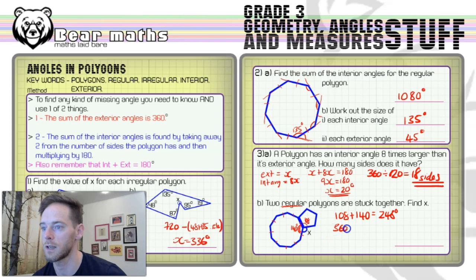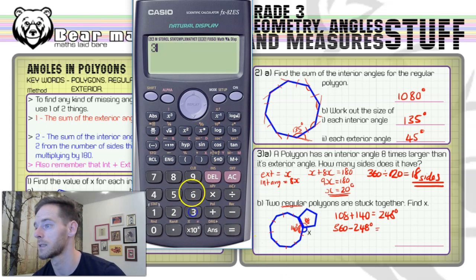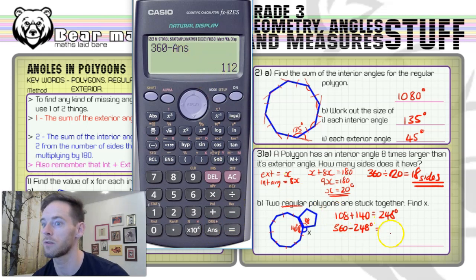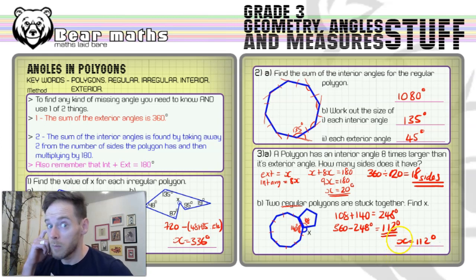So we're going to do 360 minus the 248 degrees to get our answer of x, because angles around a point add up to 360. The 2 interior angles on the polygons add up to 248. So the angle x is 112 degrees. Okay, so x equals 112 degrees. All right. I hope it makes sense.